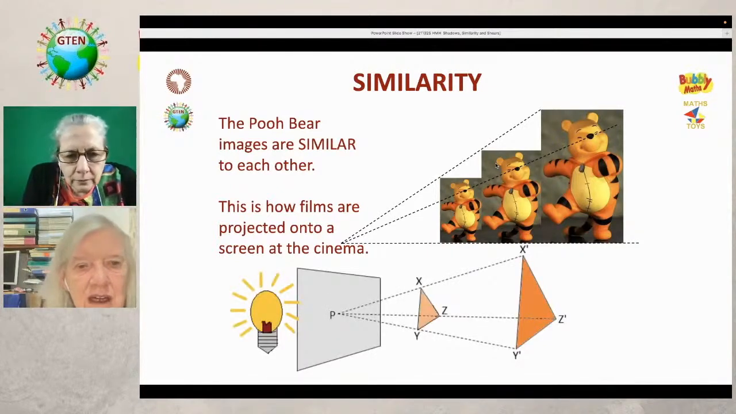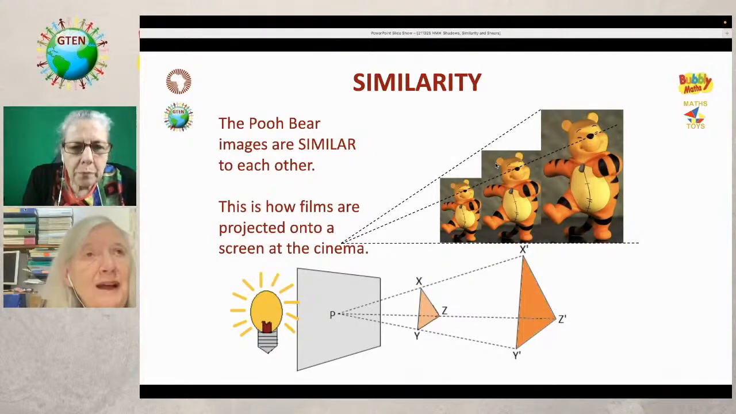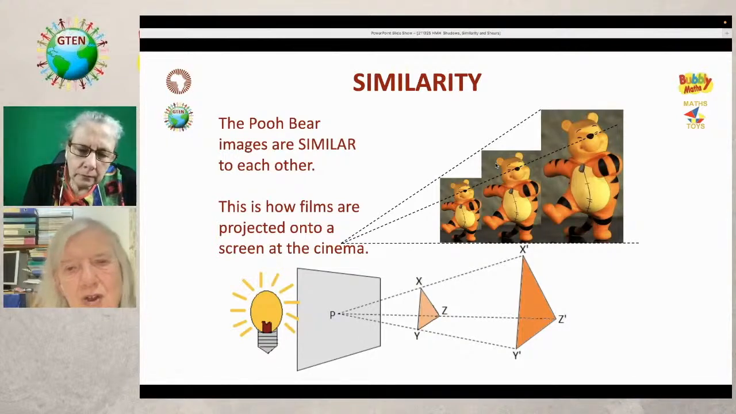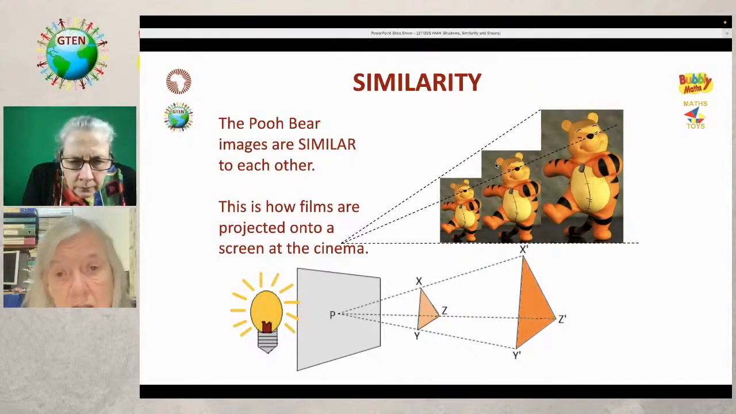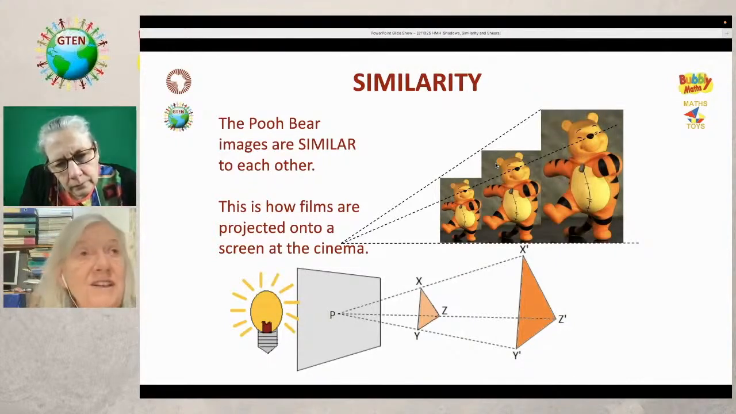Now here you can see the light. There's a point source of that energy, and you can fix something up like this with a table lamp and a piece of paper with a hole in the paper, and you can cast shadows on your wall. And here you see the triangles XYZ and X'Y'Z' are similar. And X'Y'Z' is an image of XYZ.